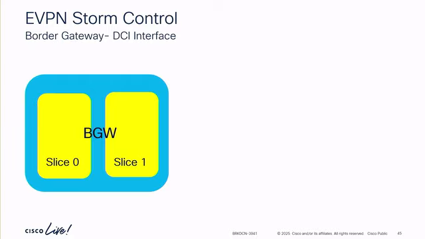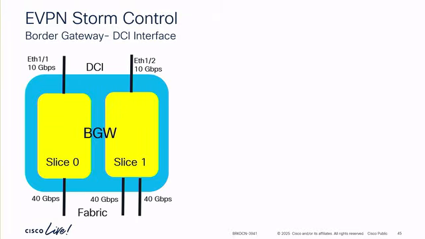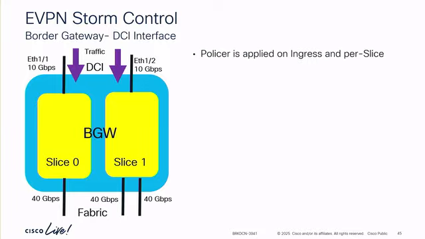Here, imagine this box represents the border gateway, and then we have slice 0, and we have slice 1, we have the DCI interface, and we have the fabric interface. The first use case we're going to look at is traffic ingressing into the DCI. The important thing to understand here is that the policer on NXOS platform for EVPN storm control is only applied in the ingress direction per slice. You can consider the slice to be the network processor that processes all the packets that are mapped to the specific interfaces.